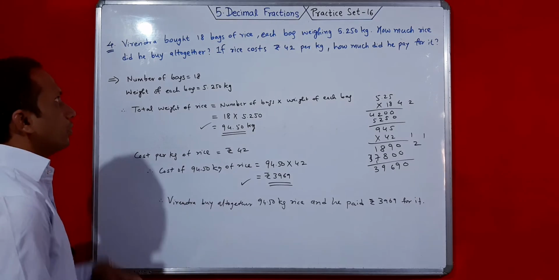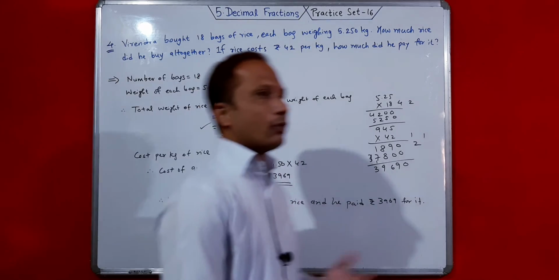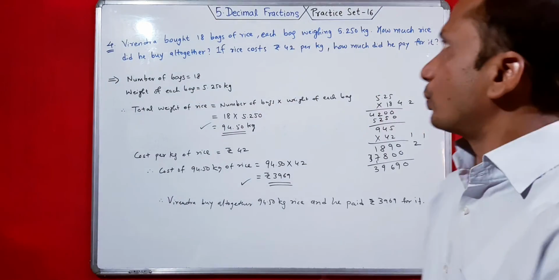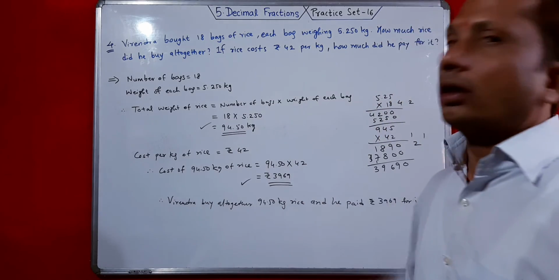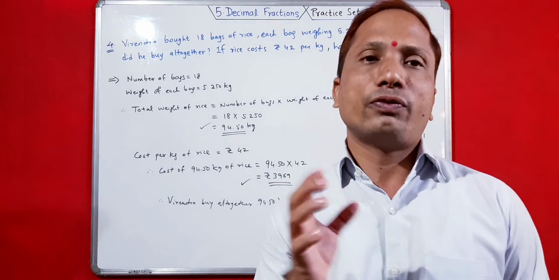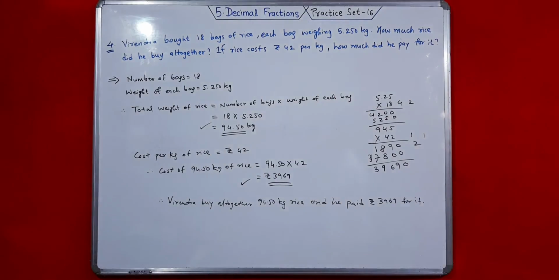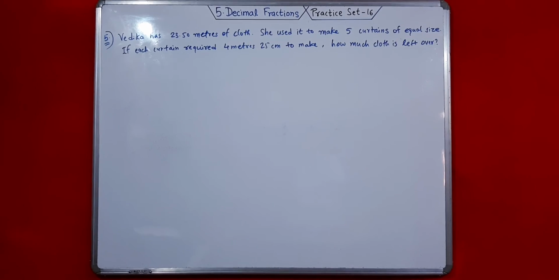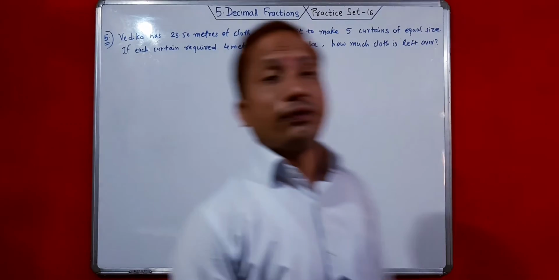In this way you have to write this. So this is one of the problems, which is a word problem. This is problem number 4. We have solved it, and now we are going to solve problem number 5. So we'll solve the 5th question.